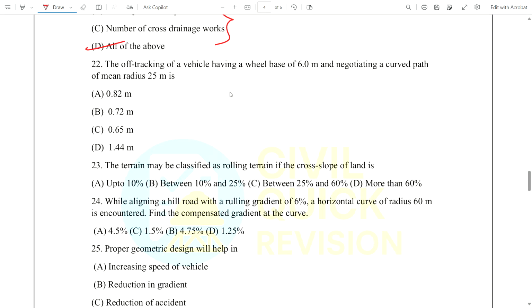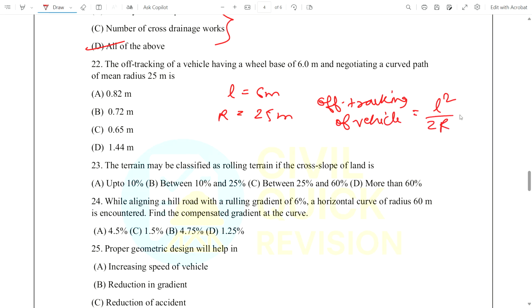It is given in the question that the wheelbase is 6 meter and the mean radius of the curve path is 25 meters. So the off-tracking of the vehicle is how much? The formula for off-tracking of a vehicle is L square by 2R. So 6 square by 2 into 25. You can calculate it. We get the value 0.72 meter. Yes, option B is the correct answer.